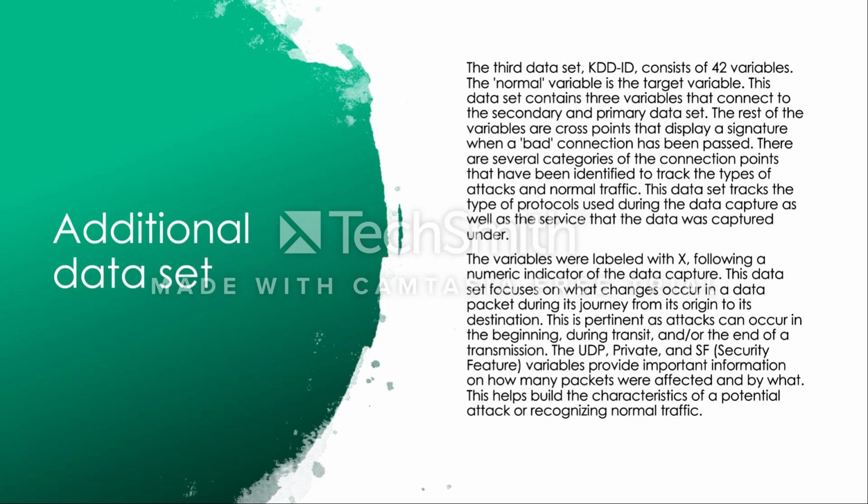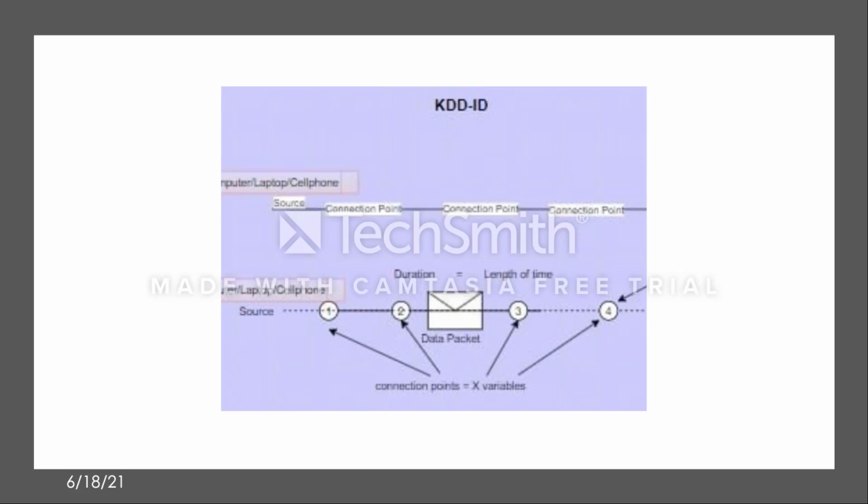The third dataset consists of 42 variables and 311,026 cases. The primary variable to be used in this dataset is called normal. This dataset focuses on the connection points that the data packets have traveled through. This would include the duration, the type of protocol, the type of source, and so on.